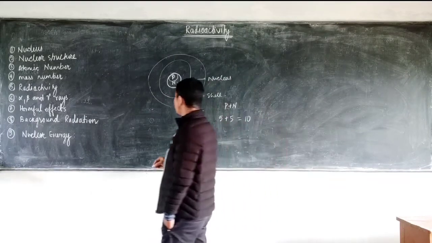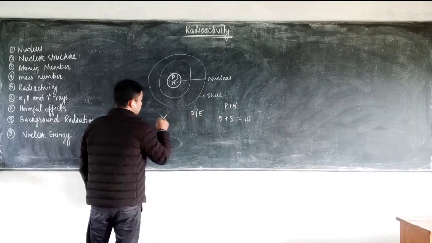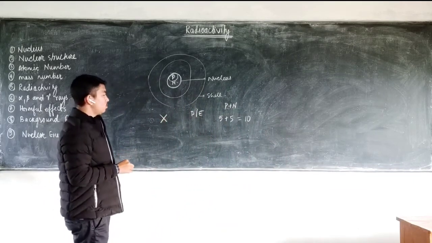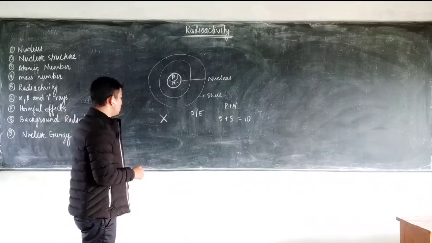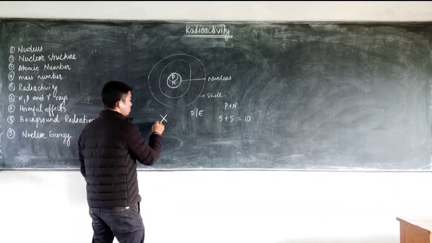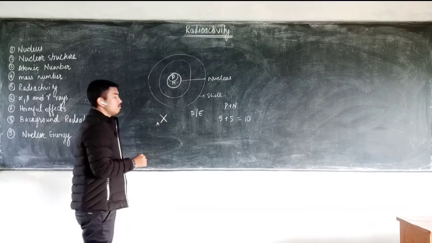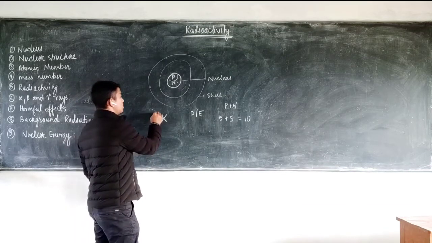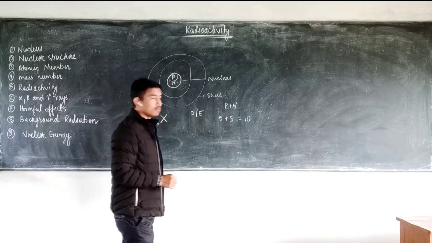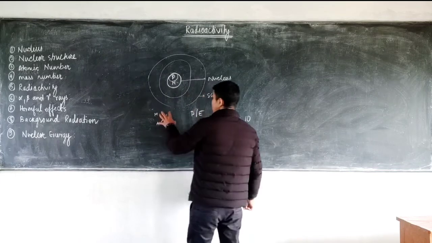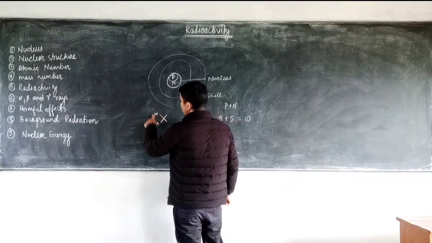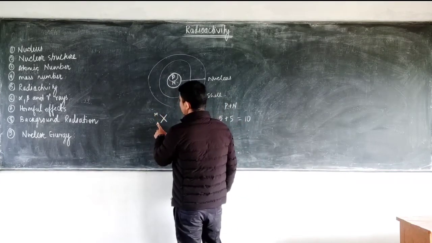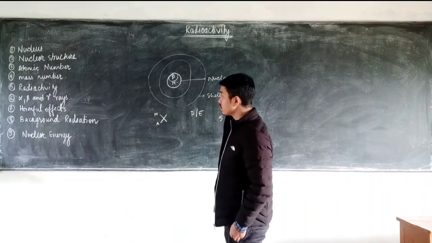So generally, if we have any element X, where do we write its atomic number? The atomic number is always written at the bottom. And where is the mass number written? The mass number is always written at the top as a superscript. So whenever you see this kind of expression, the upper number denotes the mass number, and the lower number denotes the atomic number.